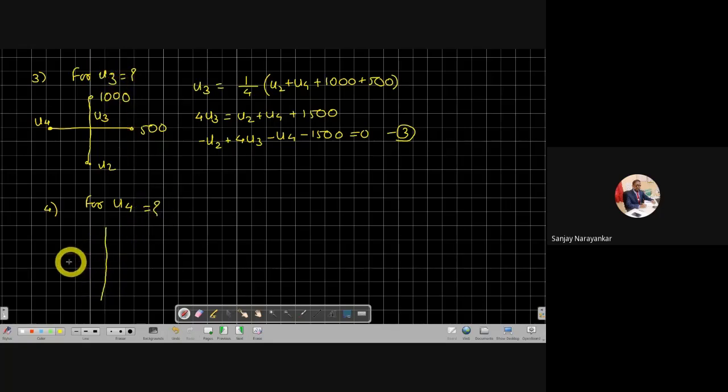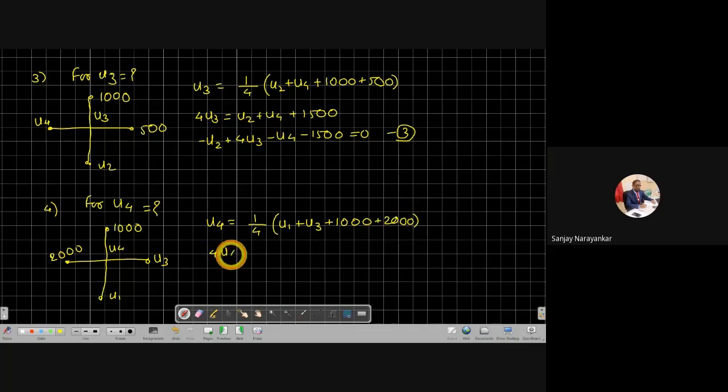So for U4, U4 is the center value, and the boundary values are 1000 and 2000, along with U3 and U1. So let us write for U4: U4 is equal to 1 by 4 (U1 plus U3 plus 1000 plus 2000). Simplifying, 4U4 is equal to U1 plus U3 plus 3000.